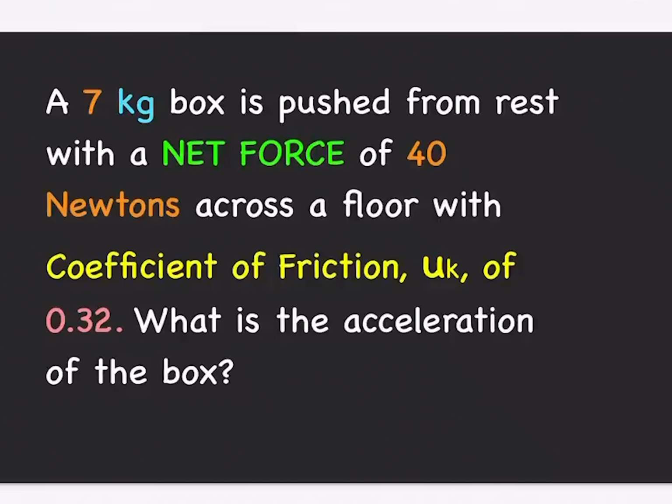In this video, I'm going to be going over how to solve friction problems for physics. So let's say we have a 7-kilogram box and it's pushed from rest with a net force of 40 newtons across the floor with a coefficient of friction, μk, of 0.32. What is the acceleration of the box? For this, we're going to have to draw a simple diagram and then we'll go from there.